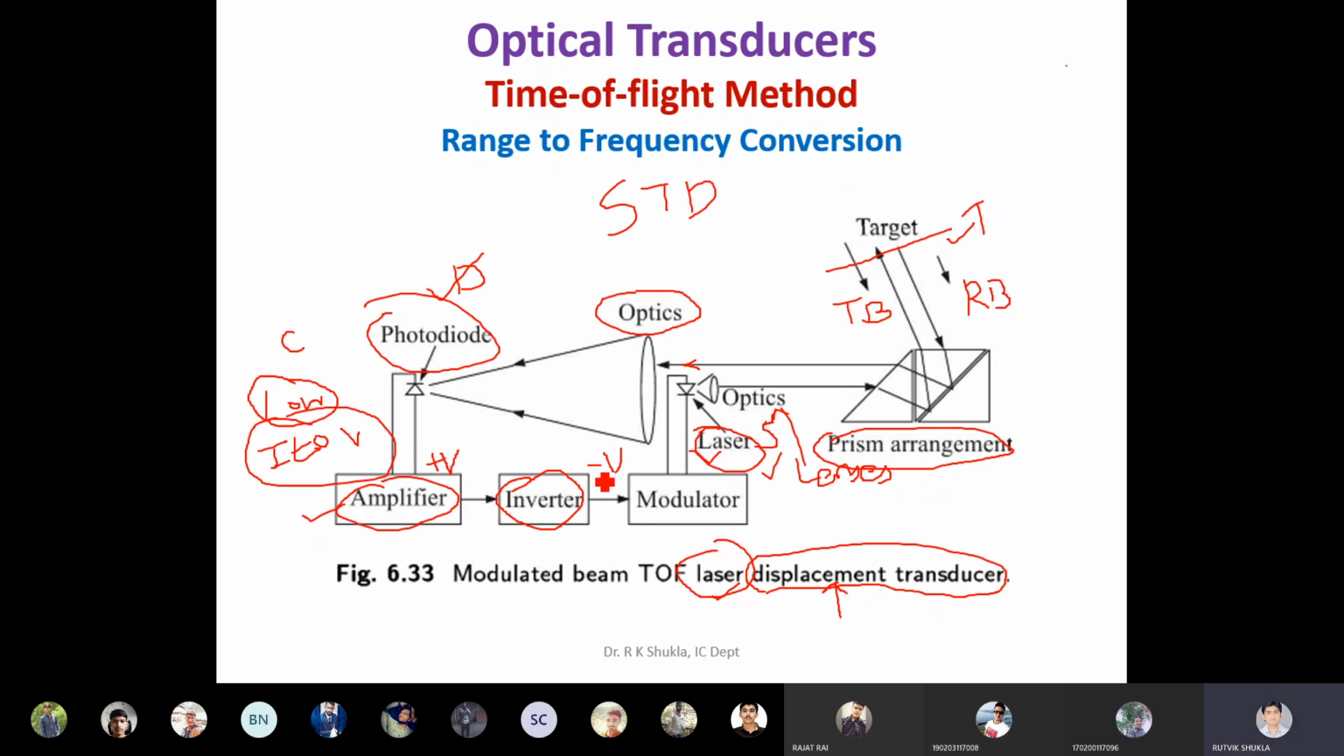Now this minus V output goes to the modulator. The modulator is generally used to turn on and turn off the laser. The laser, or your source, is governed by the modulator. So the modulator generally turns on, or might turn off, your laser diode. And whether to turn on or turn off is decided by whatever it is getting from here.